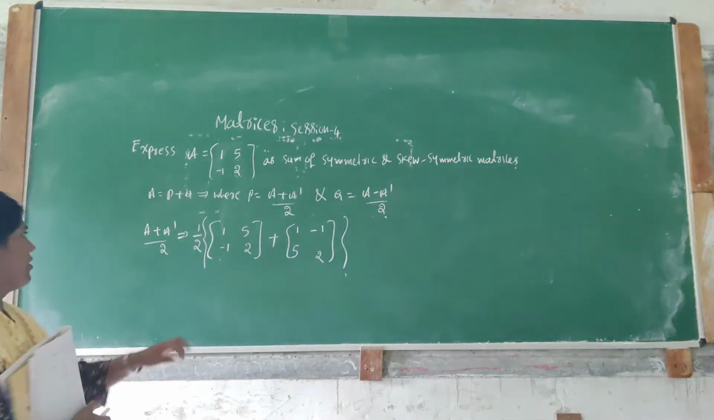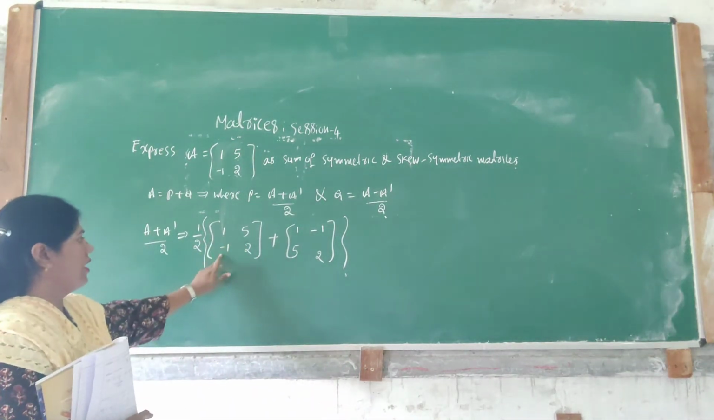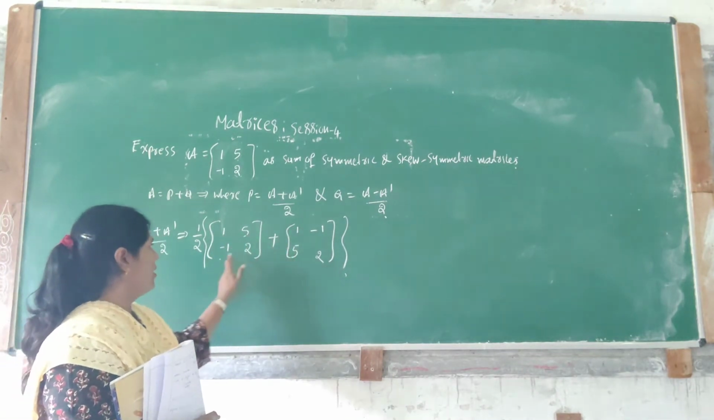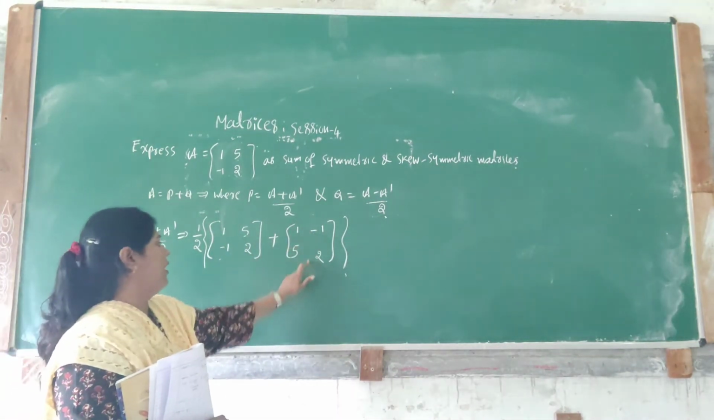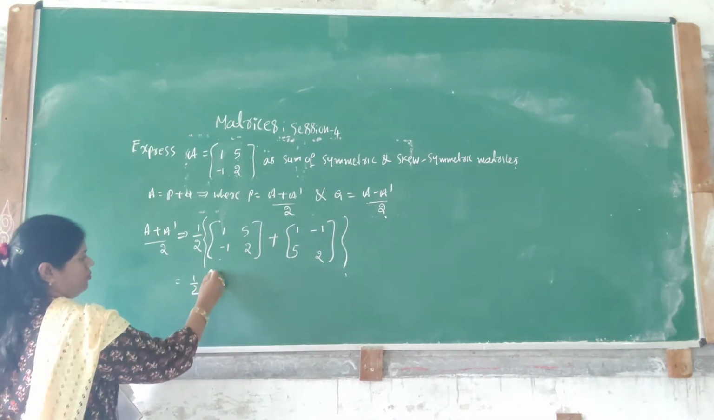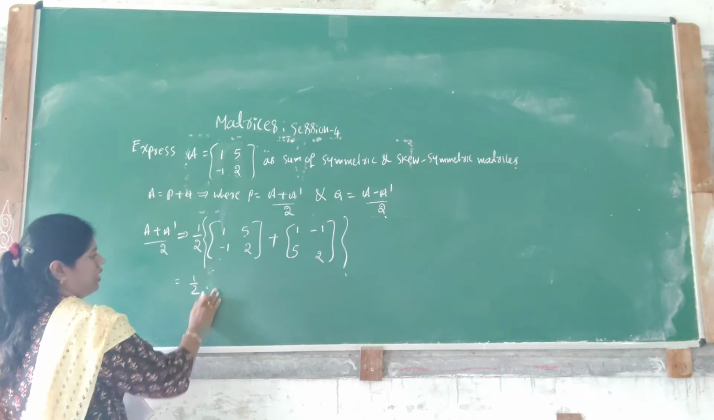This one is A dash. A is [1, 5; minus 1, 2]. A dash is [1, minus 1; 5, 2], so the rows and columns are interchanged. That is, shift it to common ways. 1 by 2, so you just write like this.